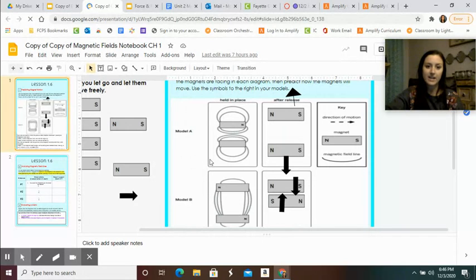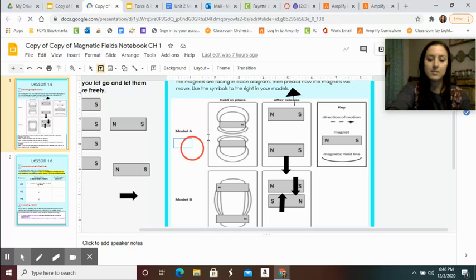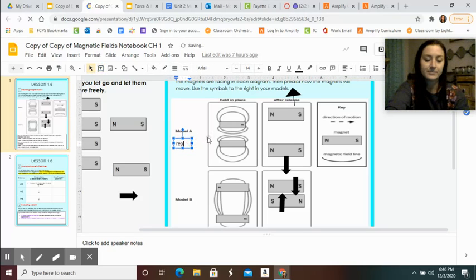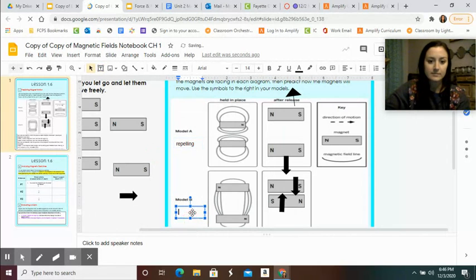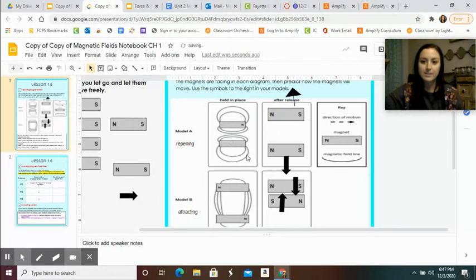I'll actually write that on here. So Model A had repelling magnets, and then Model B had attracting. I'll put that down here just to keep track of that. And so those were what those magnetic field lines were showing us.